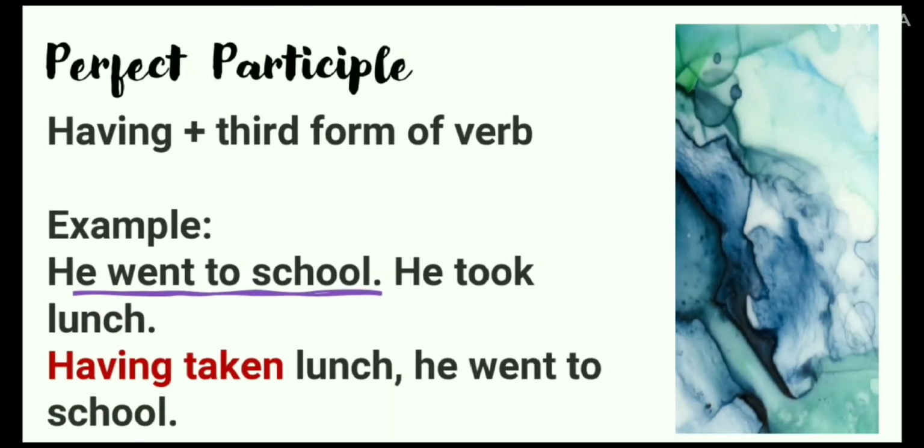Perfect participle. Perfect participle is used when we use having with third form of verb. Let's understand with the help of one example. He went to school. He took lunch. Now over here we have two past actions. We can also write like this: having taken lunch, he went to school. So perfect participle is used when we merge two past actions, making it one sentence.